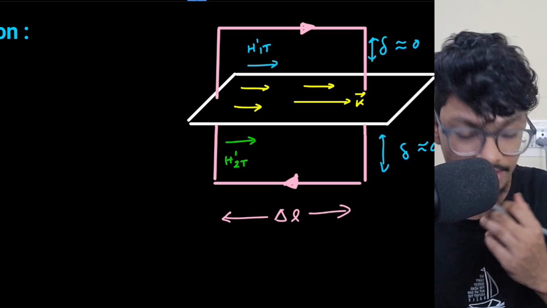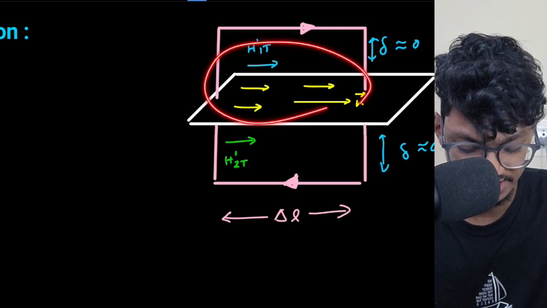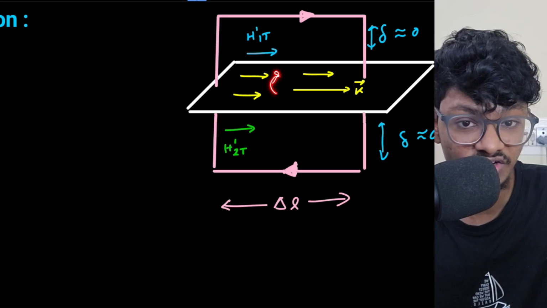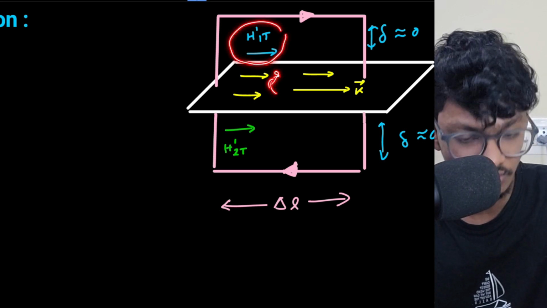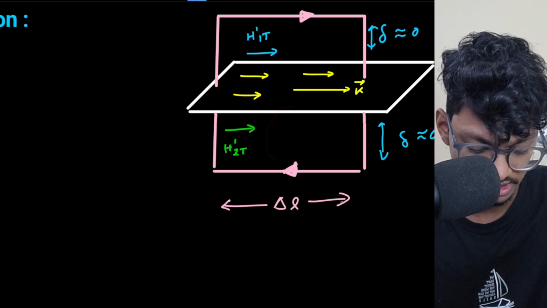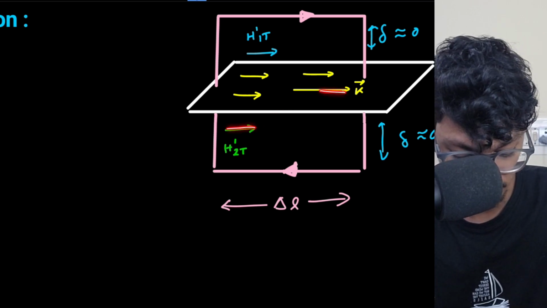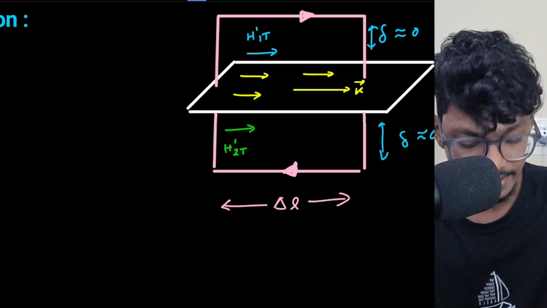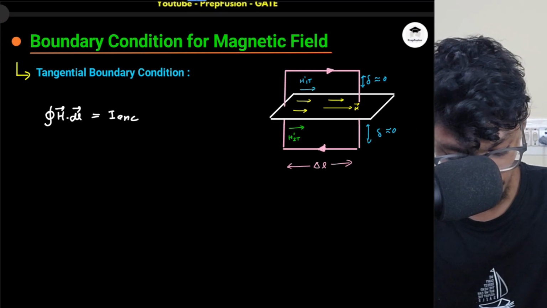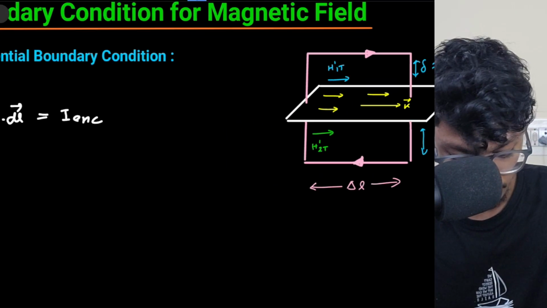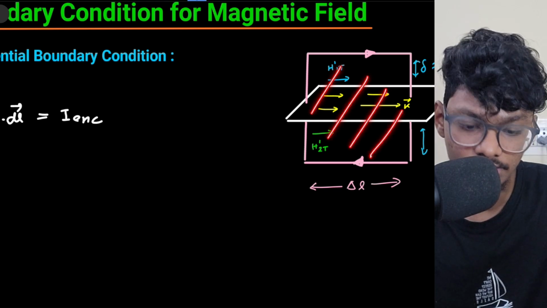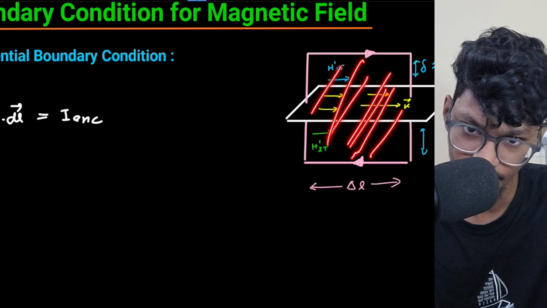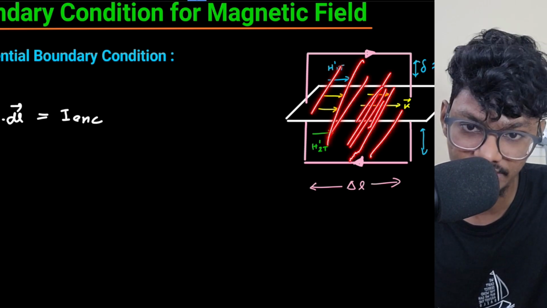Now what can we say? This is almost like an infinite sheet, right? The magnetic field intensity just at the top is H1 dash t, and the magnetic field intensity just at the bottom is H2 dash t, along the direction of k. So I can simply apply Ampere's law, right? And this is the surface that is getting encircled by the curve.